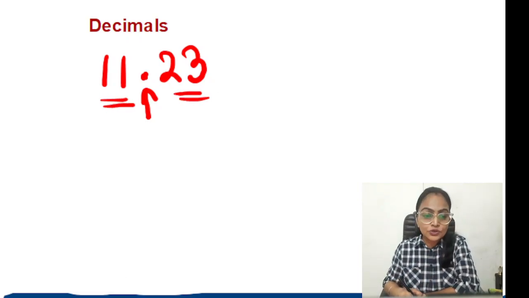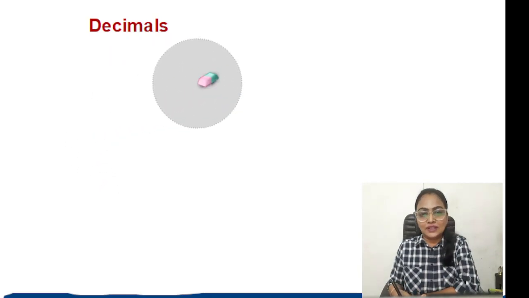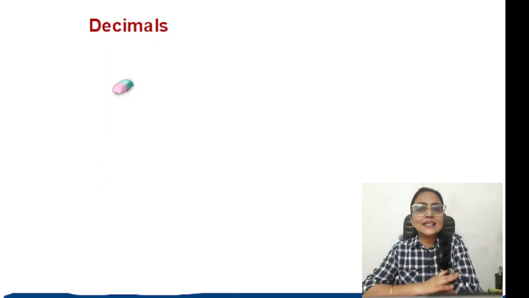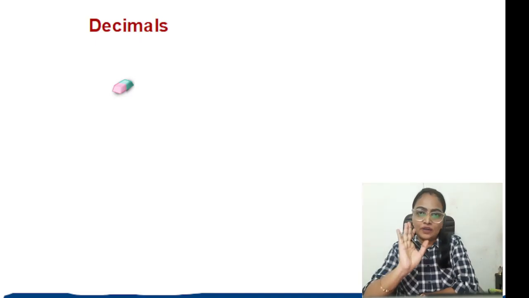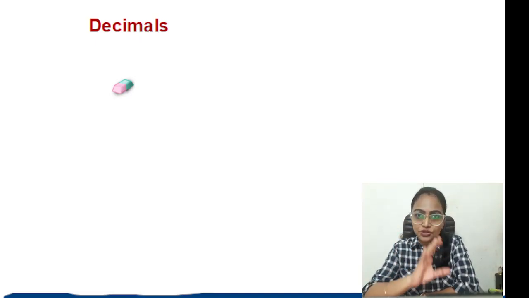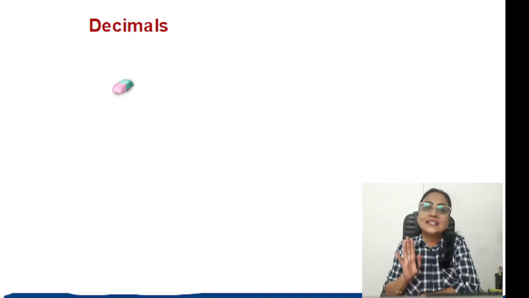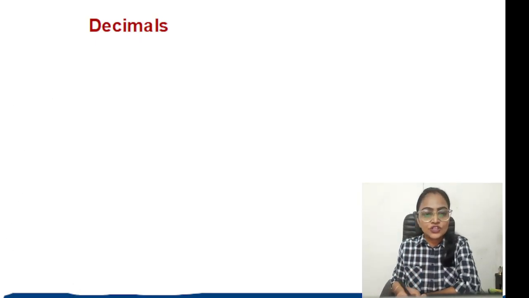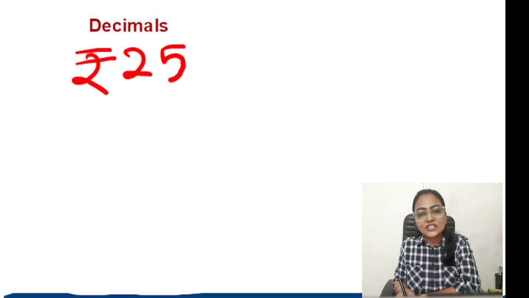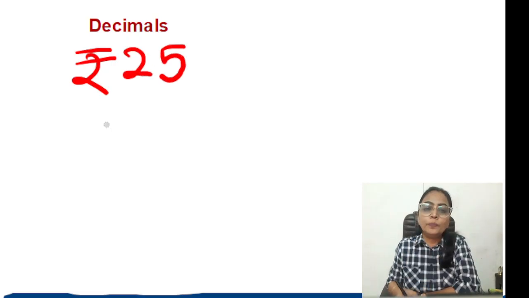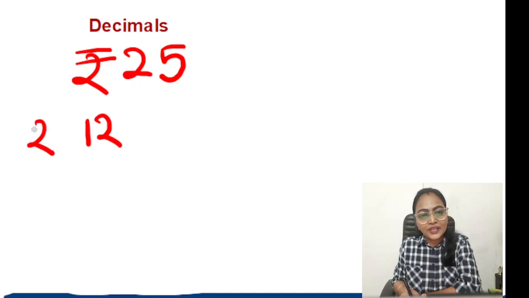Now, another question is, why do we need decimal numbers? Consider a case when you want a single pen. You went to a shop and the shopkeeper has a set of pens, that is two pens, which cost rupees 25, right? But as you need only one pen, you will pay only half of this 25, that is 12 rupees and 50 paise, right?